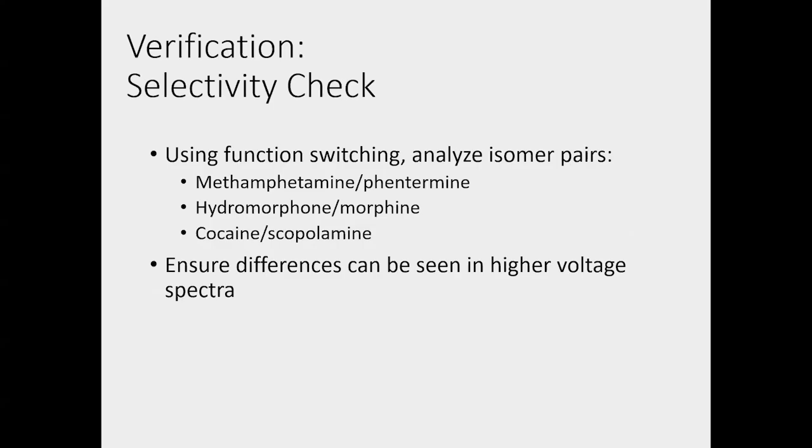We then will do our own selectivity check. So again, this is sort of a condensed version of the overall method validation. And so we'll use function switching and analyze 3 different isomer pairs. So methamphetamine and phentermine, hydromorphone and morphine, and cocaine and scopolamine. And we'll just ensure that those differences that we noted in the method validation can also be seen during our verification. And so obviously this verification is a condensed, like I said, version of the total validation. I think ours, we had it done maybe within a month, maybe 2. So it is done pretty quickly.